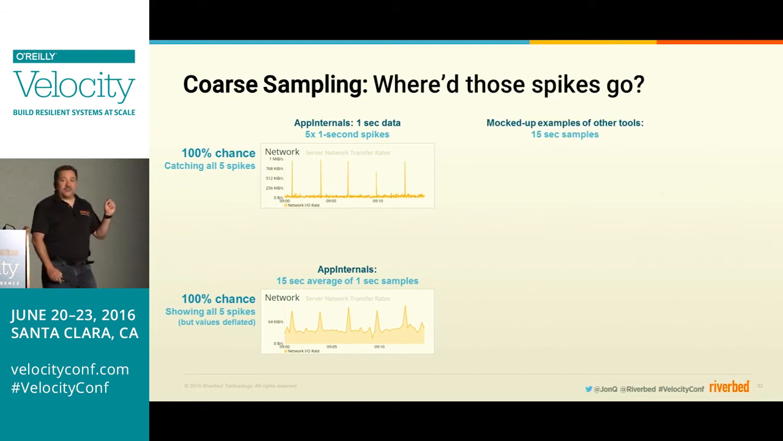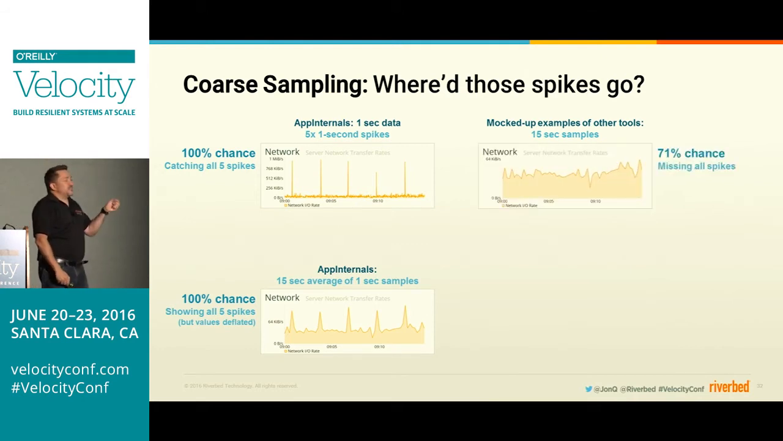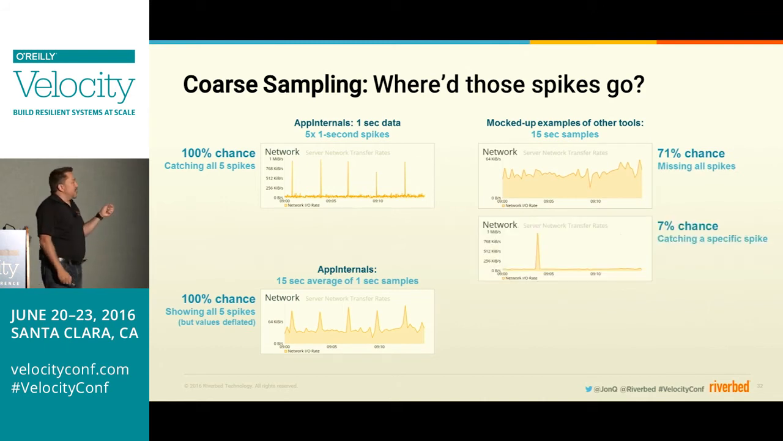Now, other tools tend to have much more coarse sampling. So 15 seconds is what I call the best of the rest. They tend to be around there. Some are in the minute range and so on. So statistically, there's a 71% chance they won't catch any of them. There's a 7% chance they'll catch one of those spikes and at least know that it happened.